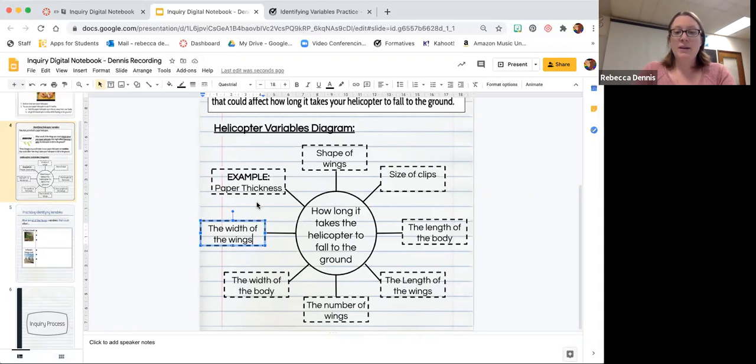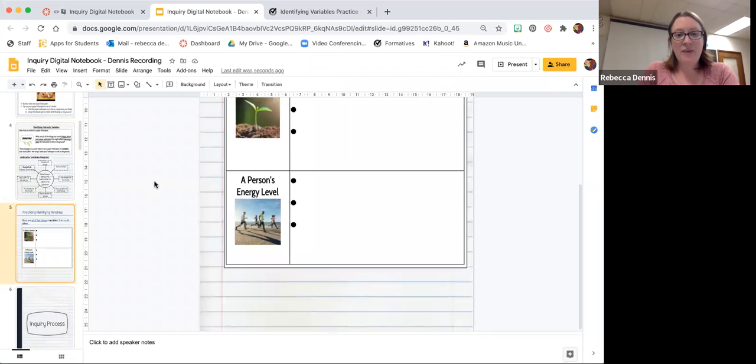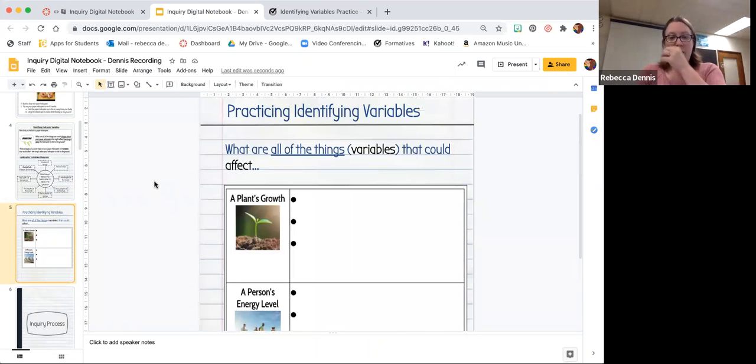All right, so these are all variables, and all a variable is something that affects the outcome of a design or the outcome of an experiment. Okay, so let's go ahead and go on to slide 5. So here's our definition of a variable.